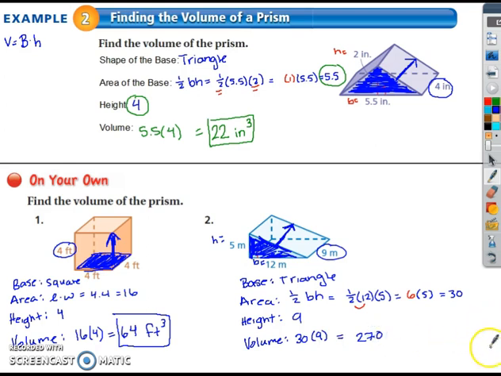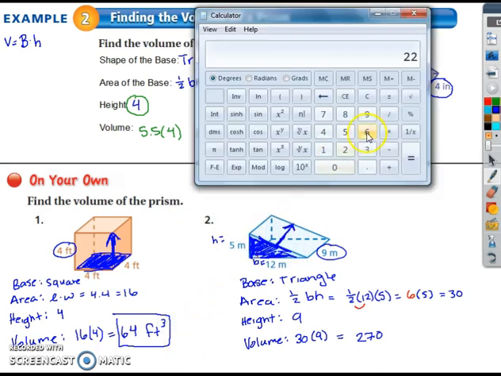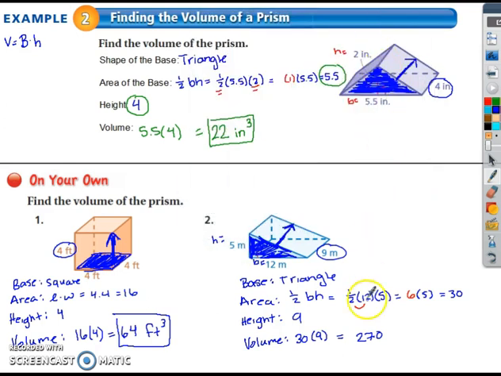If you're not comfortable with this multiplication, you may get out a calculator and multiply. 30 times 9 is 270. So my volume is 270. My units are meters, and volume is three-dimensional, so I want meters cubed.